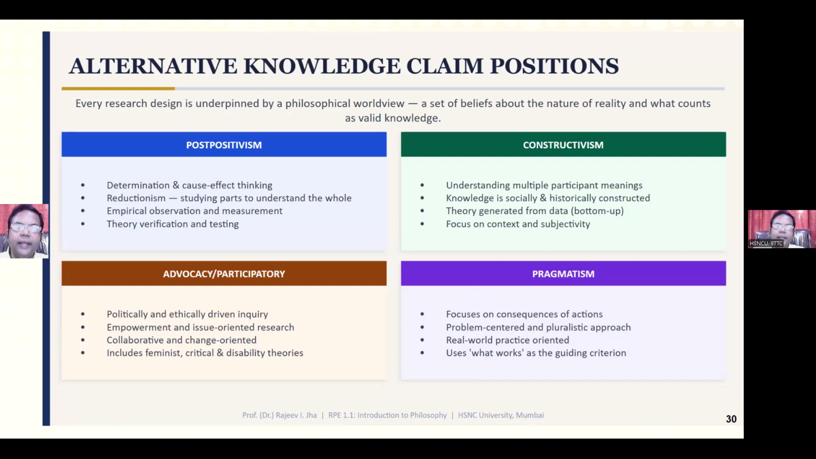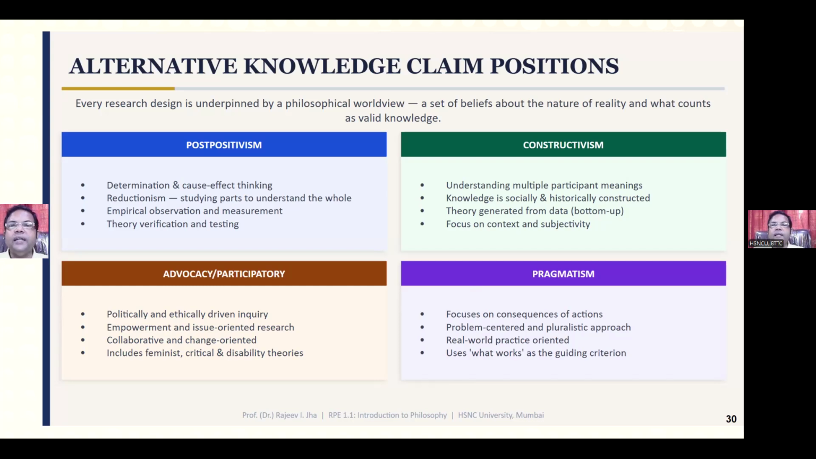Every research design is underpinned by a philosophical worldview, a set of beliefs about the nature of reality and what constitutes valid knowledge. Creswell identifies four major positions, each with its own implications for how you conduct, analyze, and write up your research.